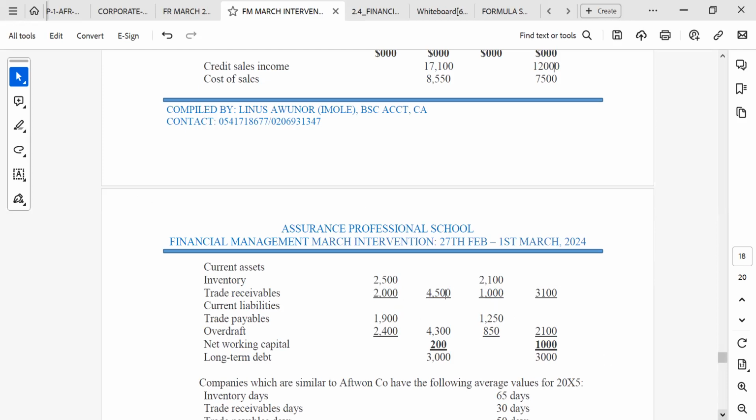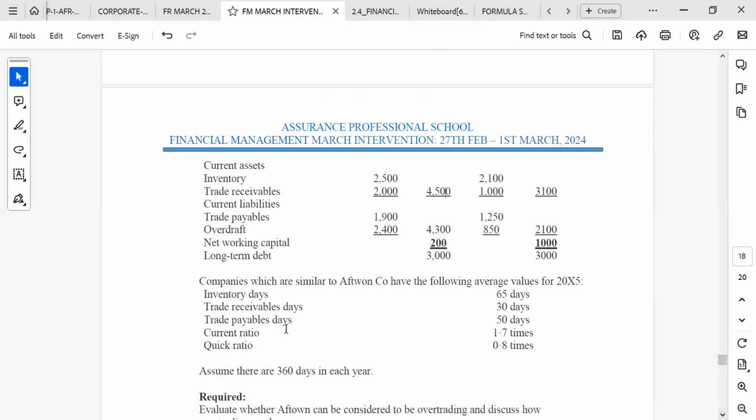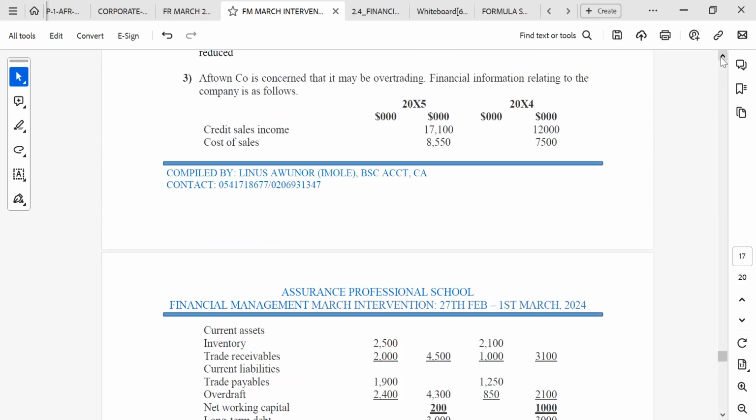Since they have given you some ratios for the similar company, you can calculate the inventory days, the receivable days, the trade payable days, the current ratio, the quick ratio, and see whether the figure they are having is more than this one. If it is more, they are also overtrading. But if these figures are not given to you, you just look for the indications of a company overtrading.